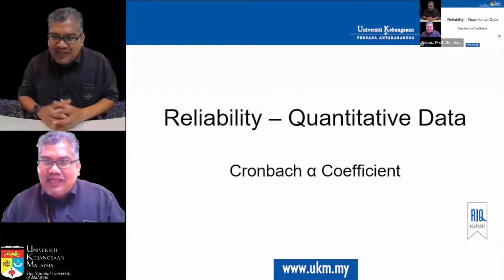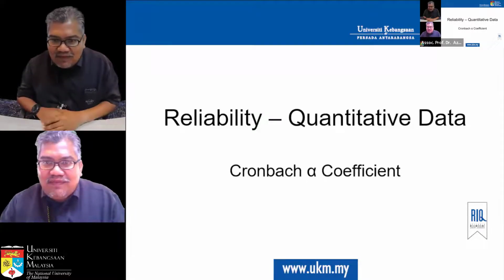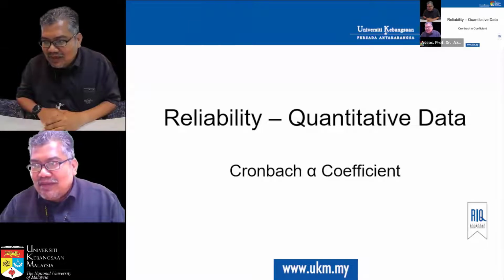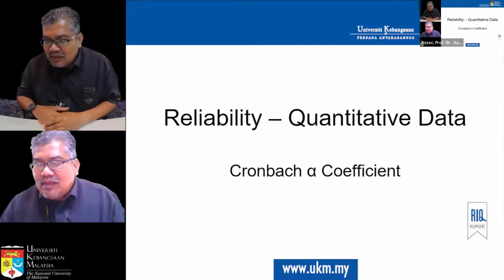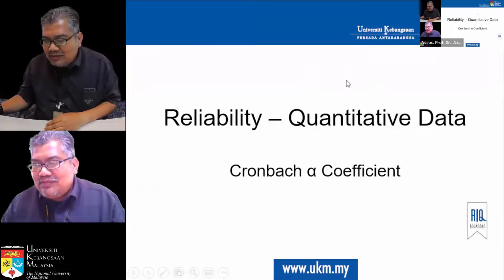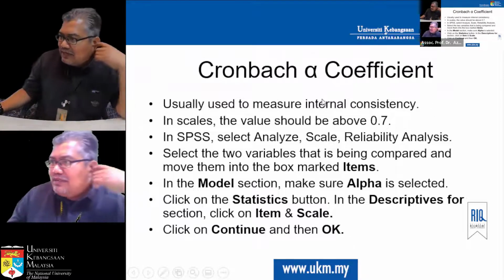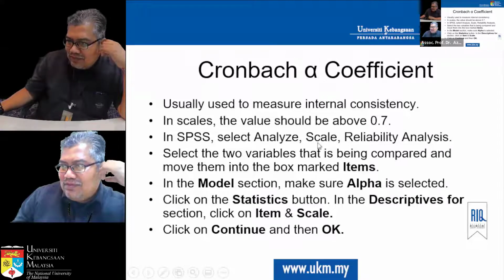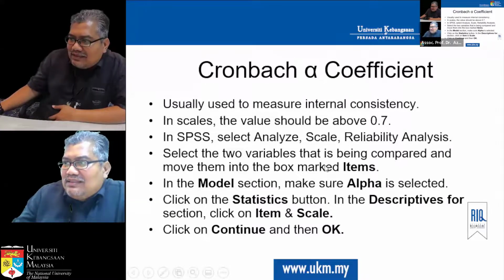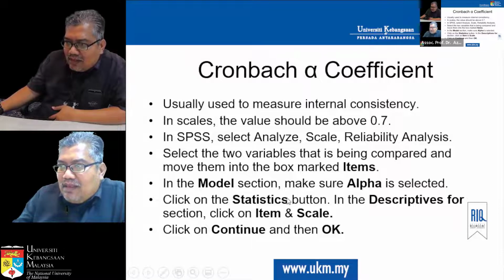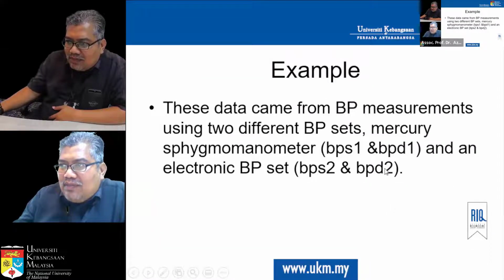Last, Cronbach's alpha. Okay, Cronbach's alpha, you just put in the values side by side, 2 columns, all the data sets arranged in rows. Then you select Analyze, Scale, Reliability Analysis. Then you select alpha, then you end up with the answer, Cronbach's alpha.